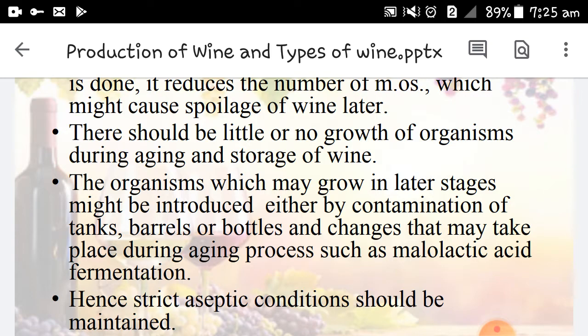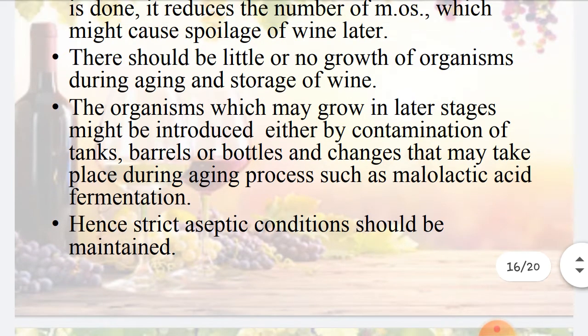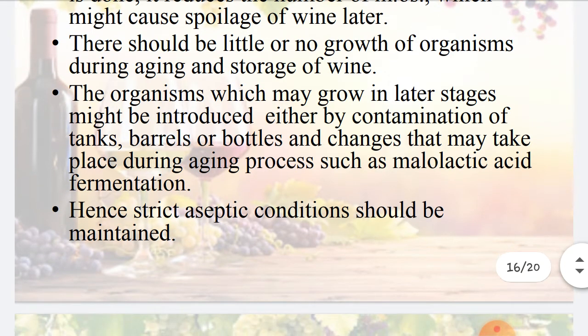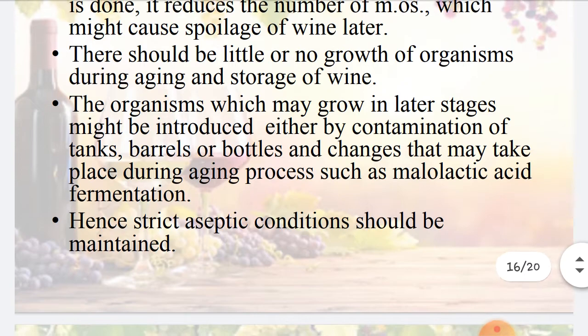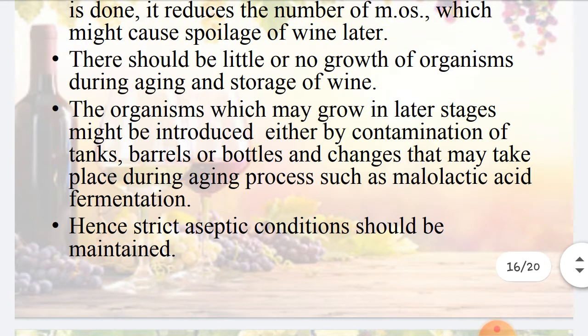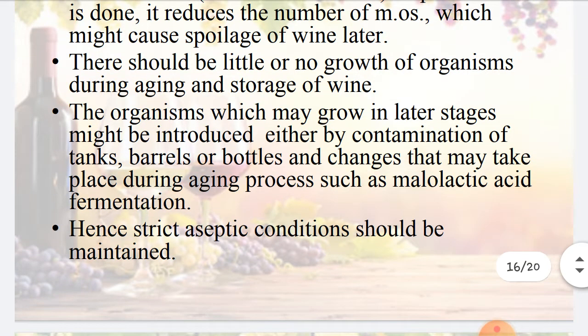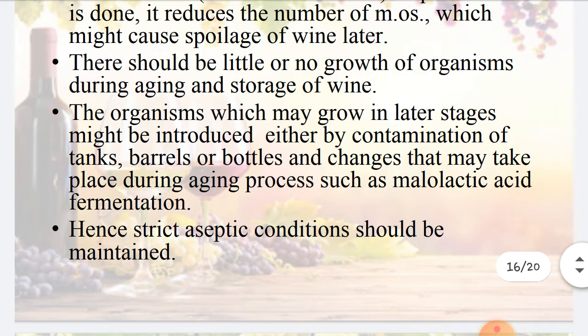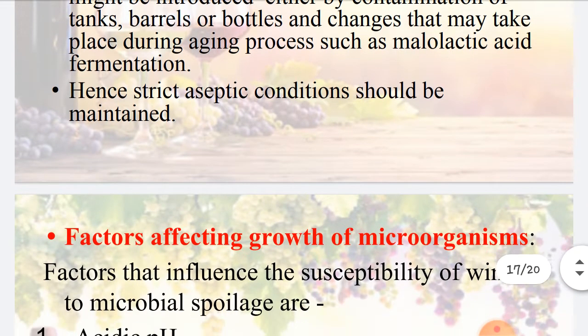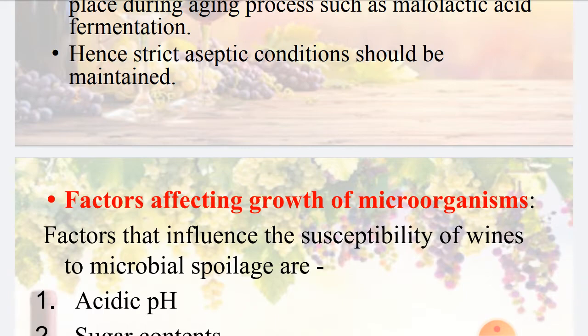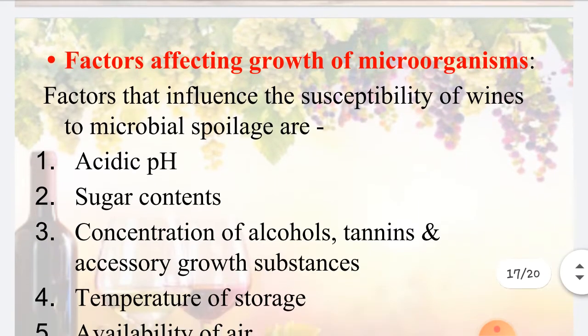Now, there should be little or no growth of organisms during storage or aging of wine. See, during storage and aging there should be no growth of organisms, but if microorganisms grow in later stages, they may be introduced due to contamination of tanks, barrels or bottles, or changes that may take place during the process of aging, like malolactic fermentation. Hence strict aseptic conditions should be maintained during all the steps of winemaking.